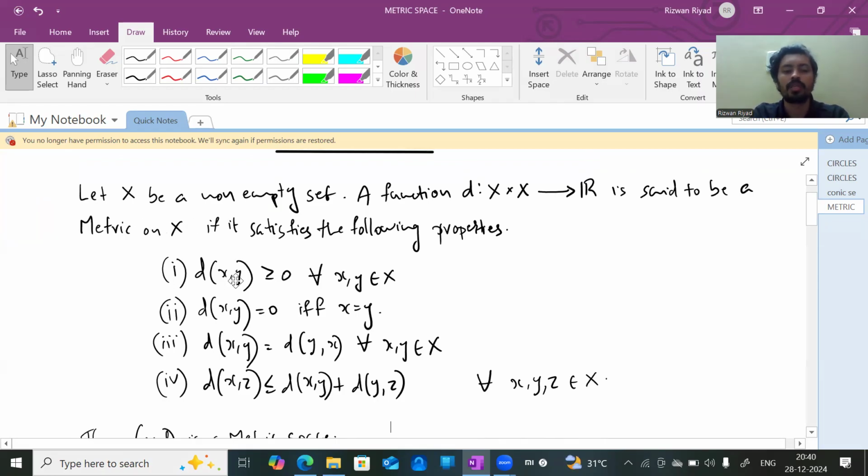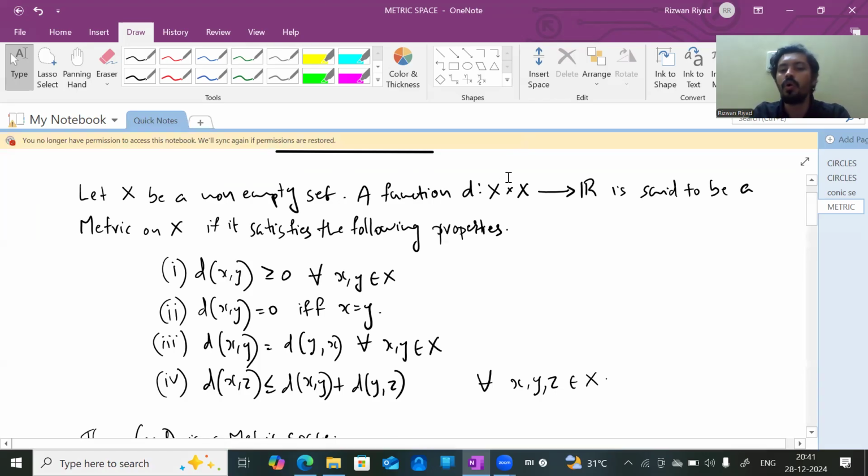Okay, look at the first condition. The first condition: d of x,y is greater than or equal to 0 for all x,y belonging to X. That means if you take any two elements from capital X, the first one denoted as small x and the second one denoted as small y, the distance between them, or the value of the function between them, is always greater than or equal to 0. We cannot find a negative value for this x comma y.